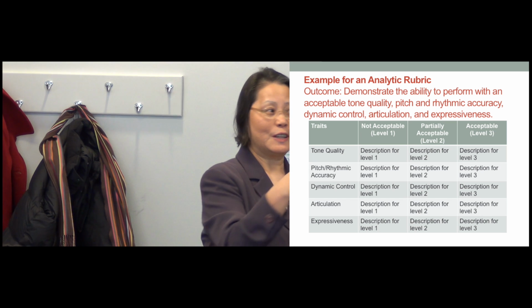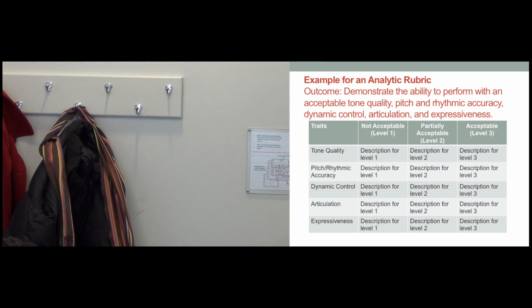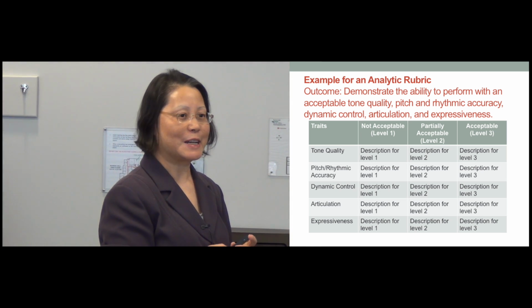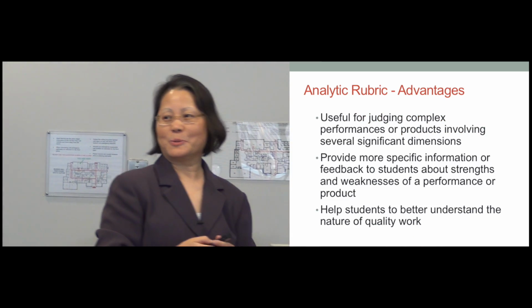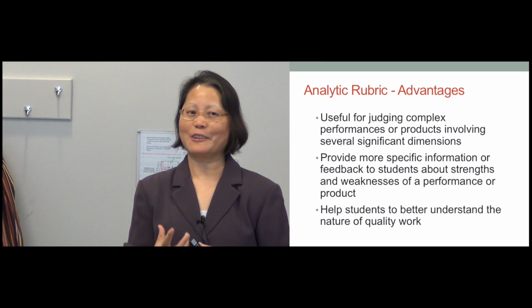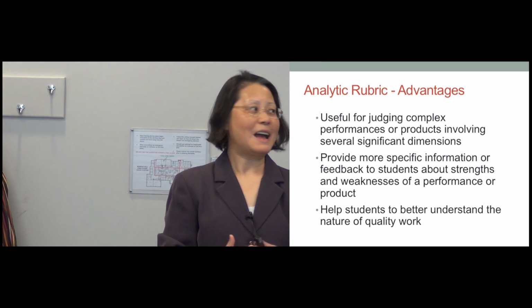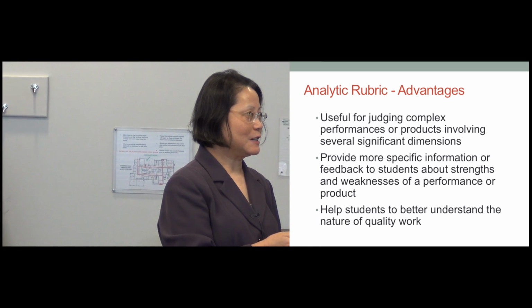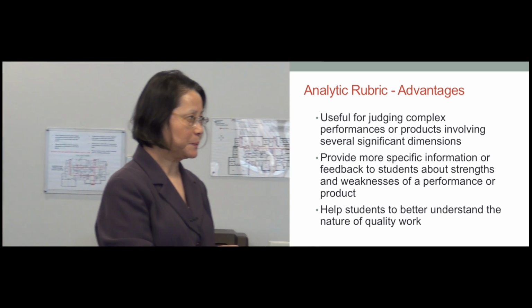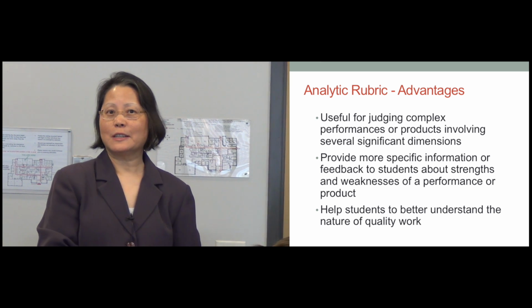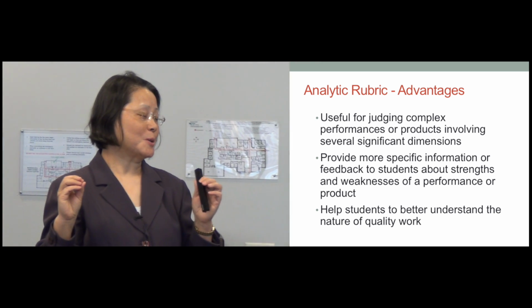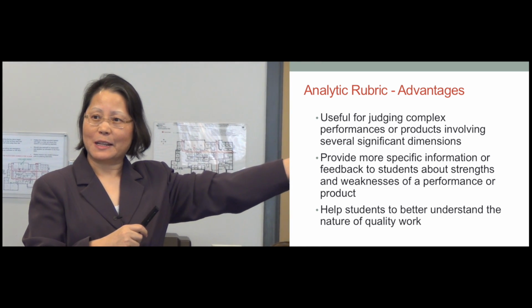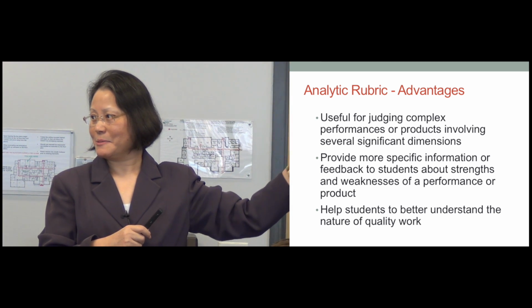So you see, you define the kind of performance for each level for each of the criteria. The advantage of this rubric, as we say, is to overcome the disadvantage of the holistic rubric. If 2 students both receive 2 for holistic scoring, this time they are able to see what their strengths and weaknesses are.